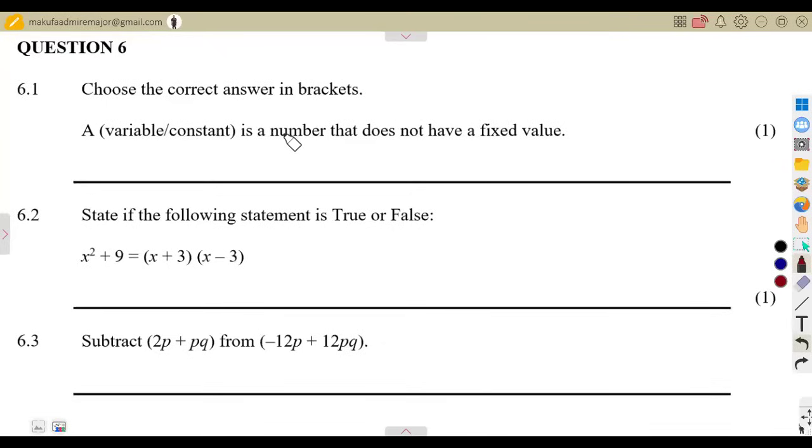So let's check number 6. 6.1, we were given: choose the correct answer in brackets. A variable or constant is a number that does not have a fixed value, which is true. A constant is just a fixed value, like a 2, a 3. But a variable x cannot be just 2 or 3, it's any value. It's not a fixed value. So that's a variable there.